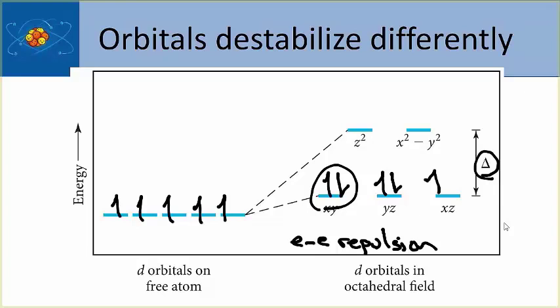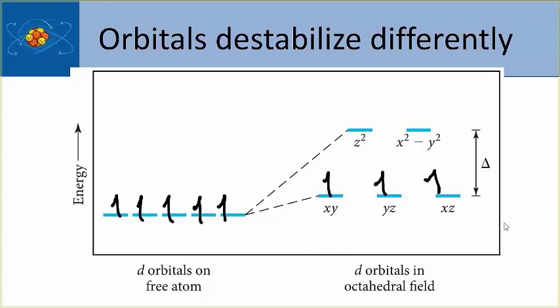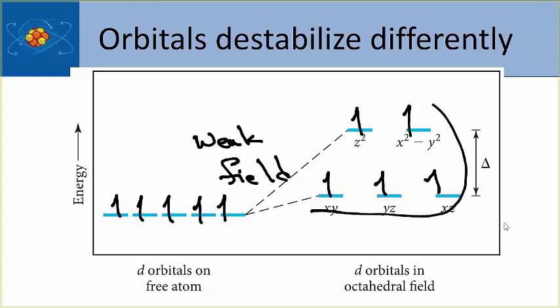On the other hand, if this electron-electron repulsion is bigger than the delta, that is, there's more repulsion there, then, back up in my drawing, the electrons get pushed up. Okay. So this is the situation you see in a weak field. So weak field ligands produce a high amount of spin. So this is high spin.